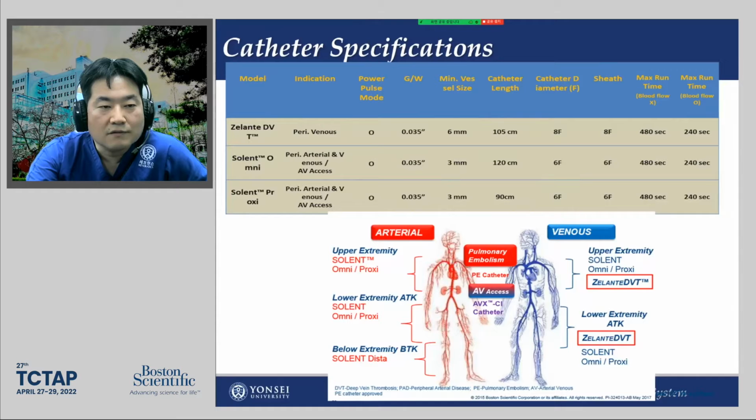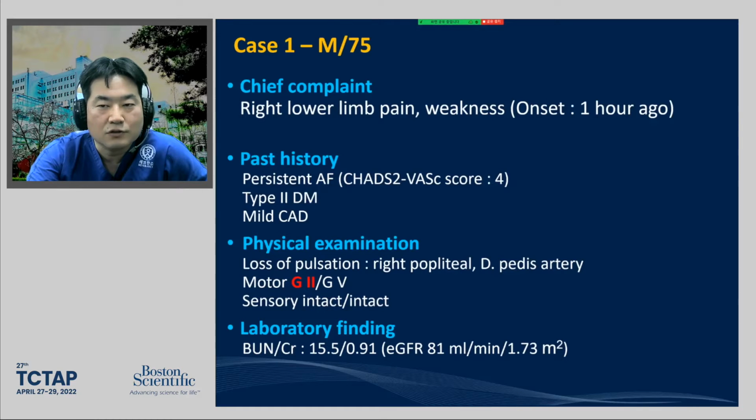And the available catheters: Solent DVT is a 6 French catheter, usual for deep vein thrombosis. And then for arterial lesions, we use Solent Omni, a long shaft 6 French, and Solent Proxi, a short-size 6 French. It's usually for arterial thrombotic lesions.